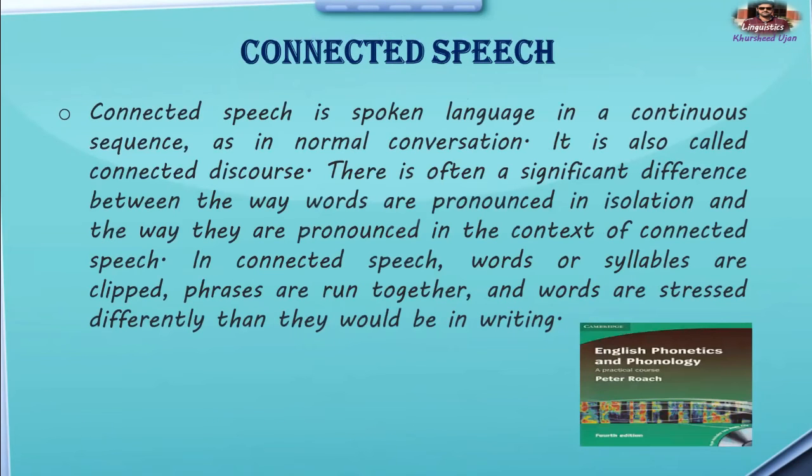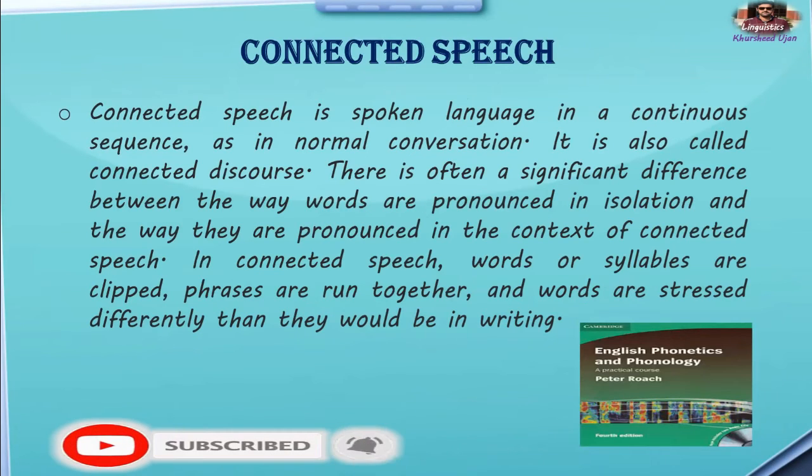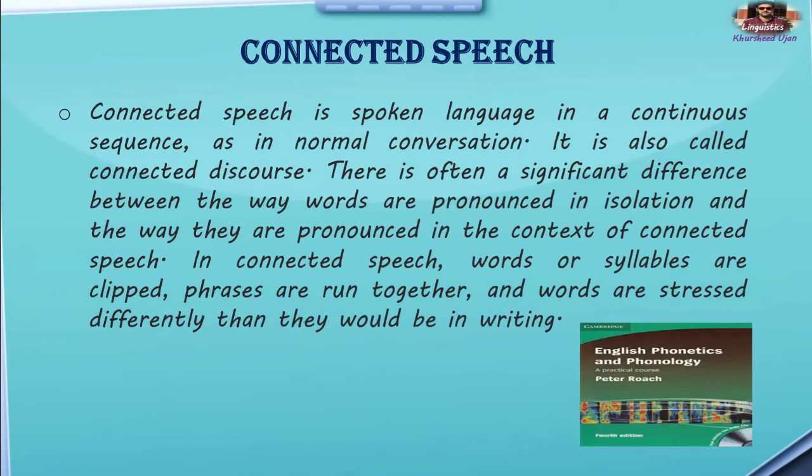Connected speech is spoken language in a continuous sequence, as in a normal conversation. It is also called connected discourse. There is often a significant difference between the way words are pronounced in isolation and the way they are pronounced in the context of connected speech. In connected speech, words or syllables are clipped, phrases are run together, and words are stressed differently than they would be in writing. So, according to this text, words may be pronounced significantly differently.